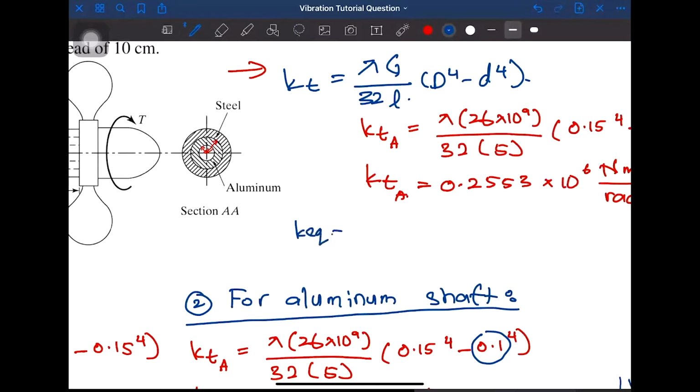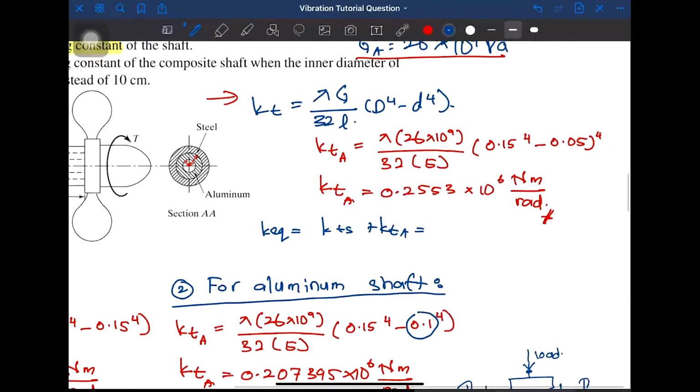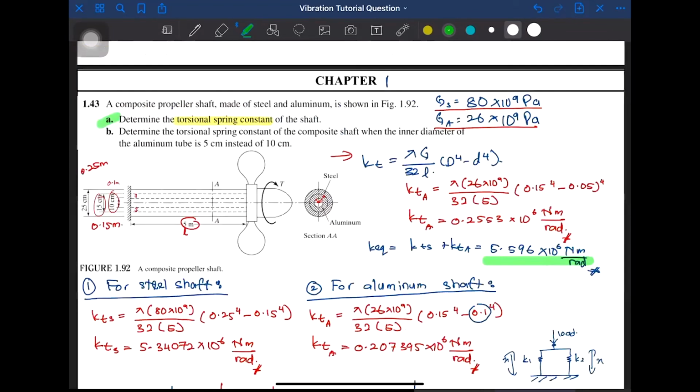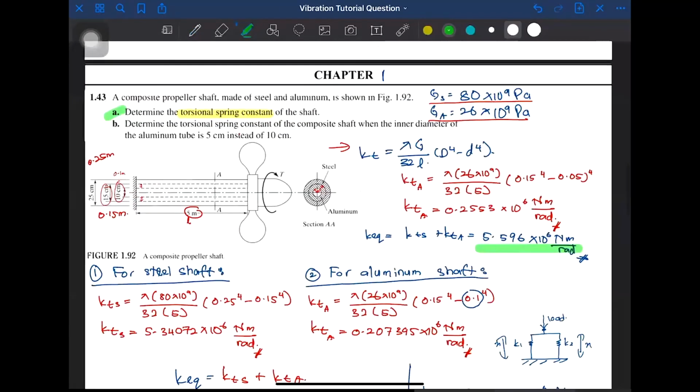Once you add both of them together, you'll get your new equivalent K to be 5.596 times 10 to the power of 6 Newton meter per radian. That is all for question 1.43.